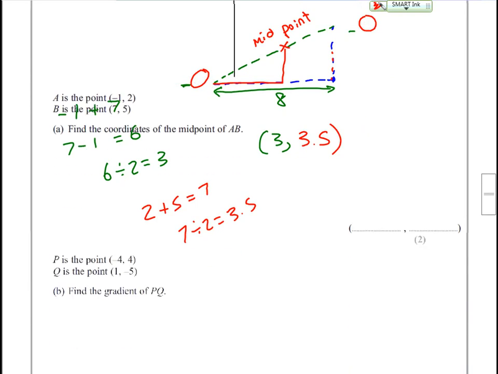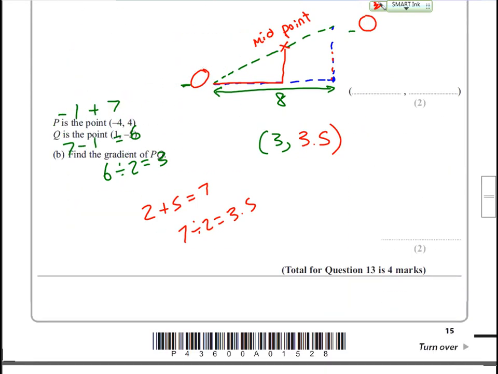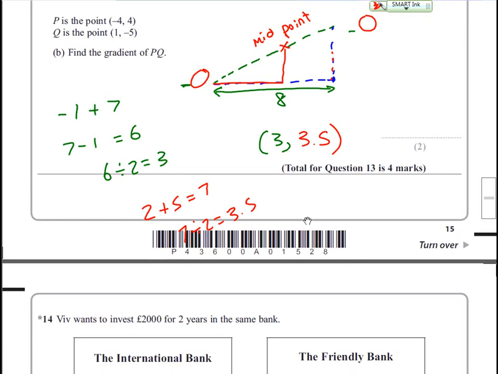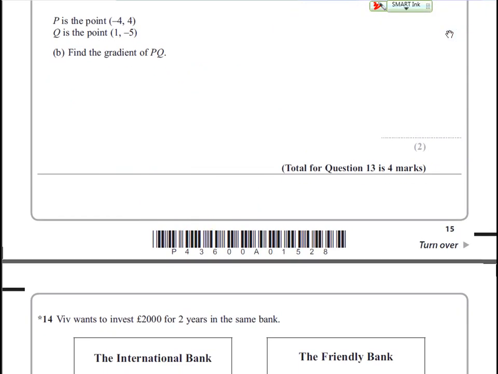Part B. We do not need the diagram for this one, so we're going to clear the ink. P is that point and Q is that point. The gradient of PQ. What you want to think about is change in y divided by change in x. If you don't know this formula, you need to learn that formula for gradients.